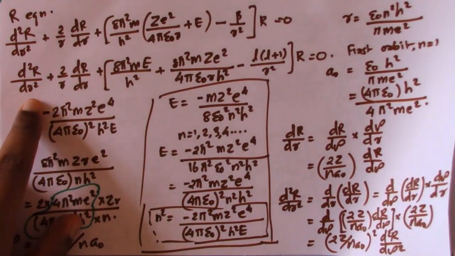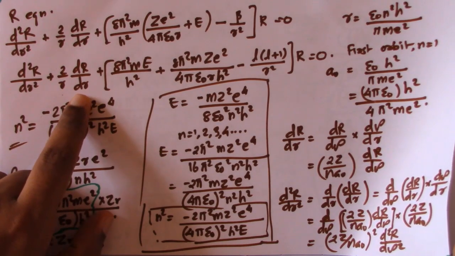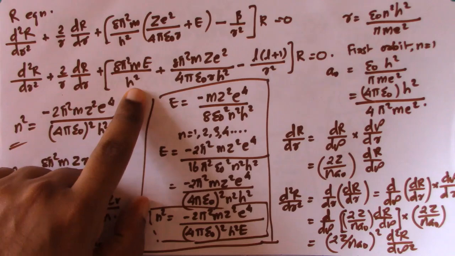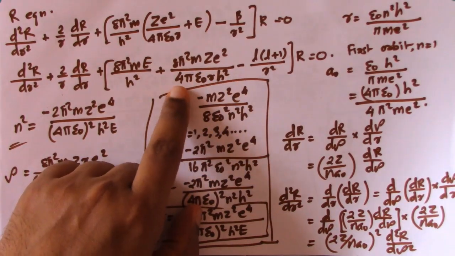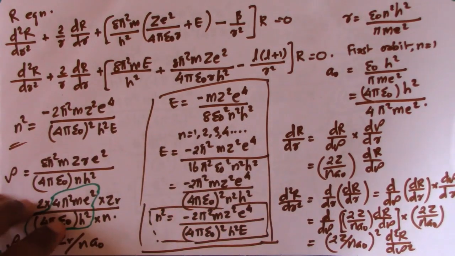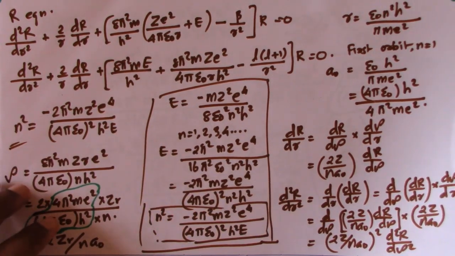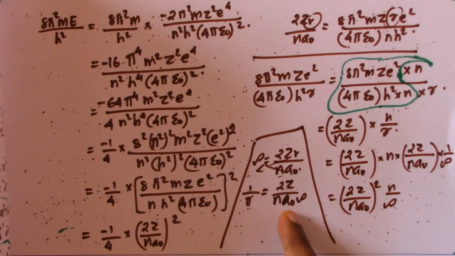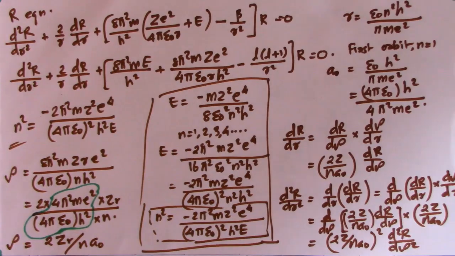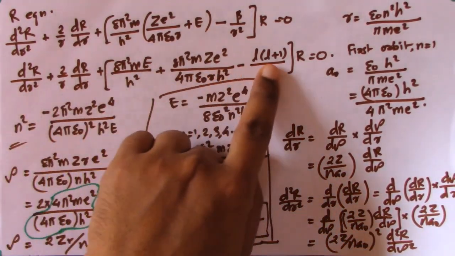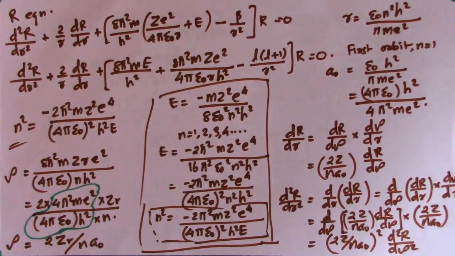So we have everything here. We have d square R by dr square, dR by dr, we have 8 pi square m e by h square, we have 8 pi square m z e square by 4 pi epsilon 0 r h square. Now we can substitute for r, which is n a0 rho by 2z. So we can substitute these values in this equation.